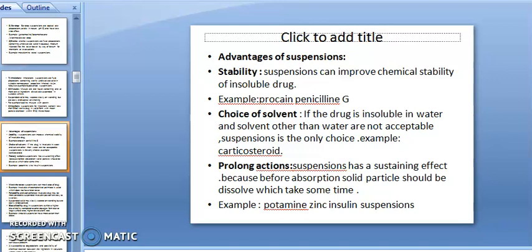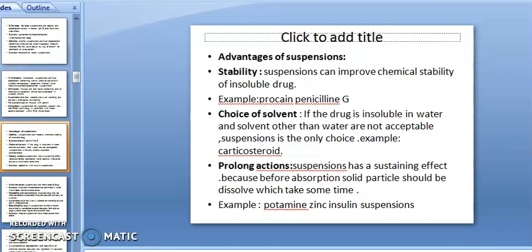Then choice of solvent. If drug is insoluble in water and solvent other than water are not acceptable, suspension is the only choice. For example, corticosteroid. असे ड्रग की जे की वॉटर इनसॉल्युबल आहे ते ड्रगचं तुम्ही ऍज अ सस्पेन्शन म्हणून फॉर्म्युलेशन करू शकतो. सस्पेन्शन म्हणजे नथिंग बट अनडिझॉल्व टायनी पार्टिकल इन युअर vehicle or in your liquid phase.